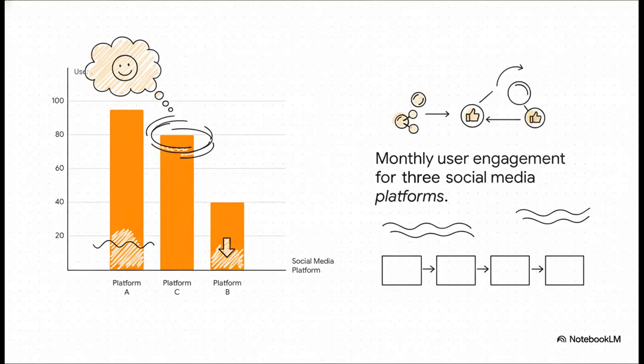All right, here's our example chart. It's showing monthly user engagement on social media platforms. Pretty straightforward. We've got Platform A way up at 95 million users. Platform C is next with 80 million, and Platform B is down at 40 million. Okay, we've got the data. Now let's apply our 4-step plan.